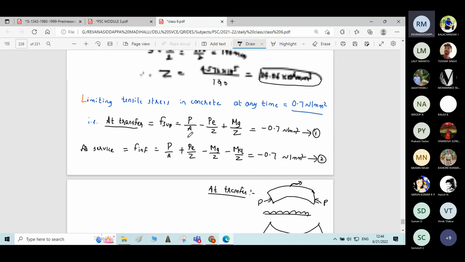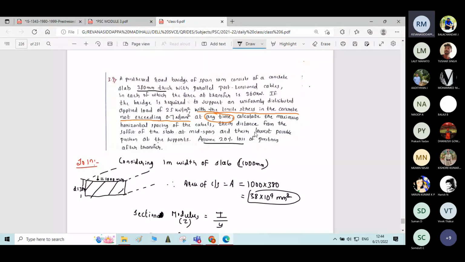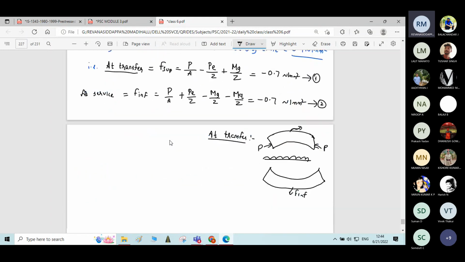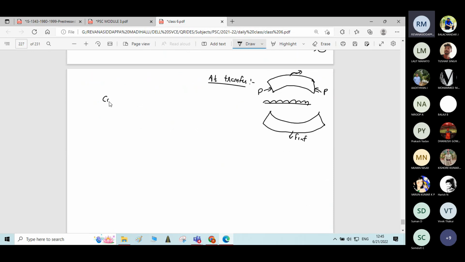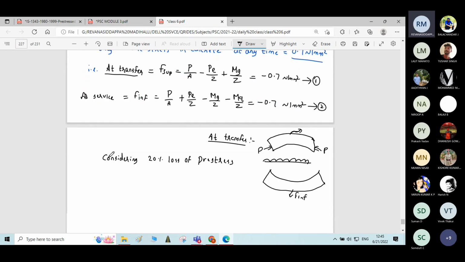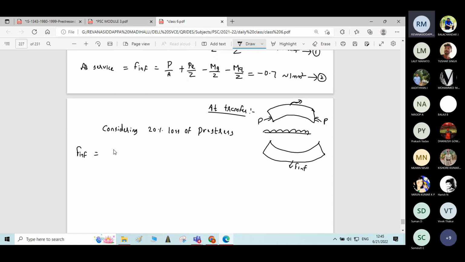And one more thing. In the problem, he says to assume 20% loss of pre-stress after transfer. So the second formula is the one after transfer, during service, so for this we have to apply the 20% loss of pre-stress. Considering 20% loss of pre-stress, the formula can be rewritten as F inferior is equal to, if you assume 20% loss, then it becomes 80%, that is 0.8 P divided by A plus 0.8 PE by Z minus Mg by Z minus Mq by Z is equal to minus 0.7. Call this equation number 3.